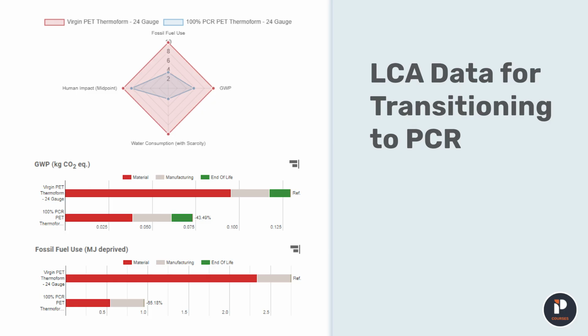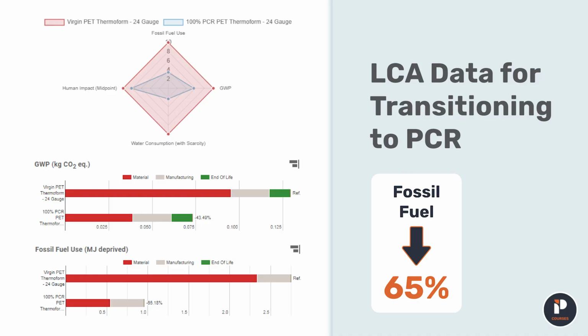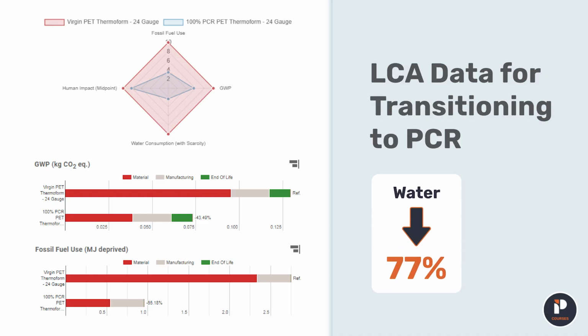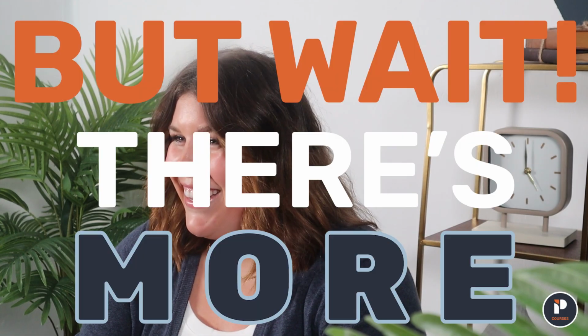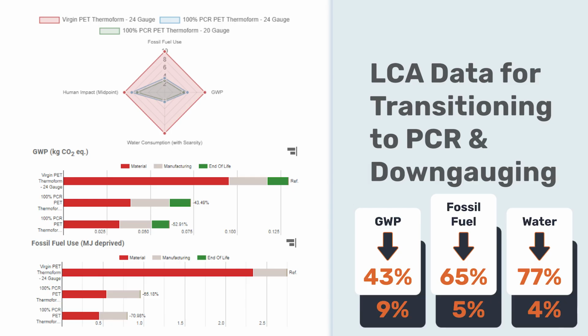The easiest way to lower emissions from the material is by incorporating recycled content. By transitioning to 100% post-consumer recycled content, we can decrease the GWP by 43%, decrease the fossil fuel usage by 65%, and decrease the water usage by 77%. But wait, there's more. This packaging designer wanted to go above and beyond to minimize the material usage by down-gauging by 5 mil. This decreased the GWP by another 9%, fossil fuel by 5%, and water by 4%.